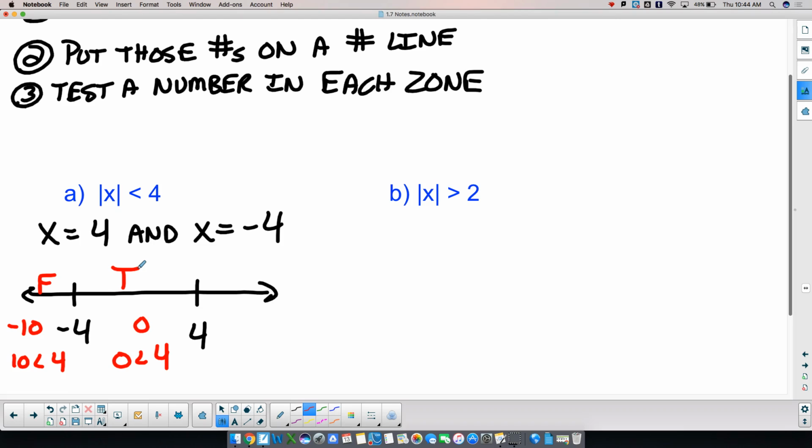Okay? Right side zone, pick a number. 18. Absolute value of 18. Is 18 less than 4? No, that's false again. Okay?